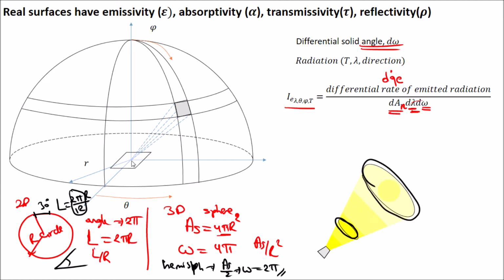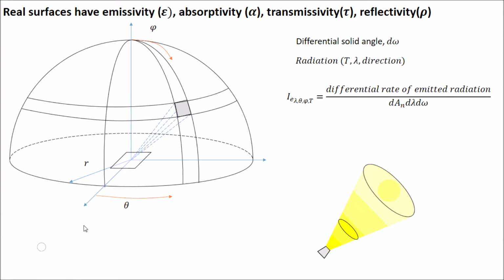Or if you have a point source, for example a laser, the rays are emerging from the laser, and then you are taking omega something like this. This is the definition of the 3D angle, which is called solid angle and shown as omega. When we talk about differential solid angle, we take it as d omega. That is the first definition.